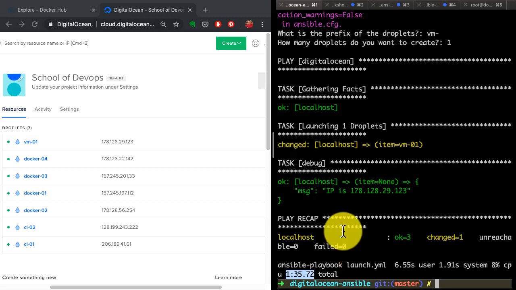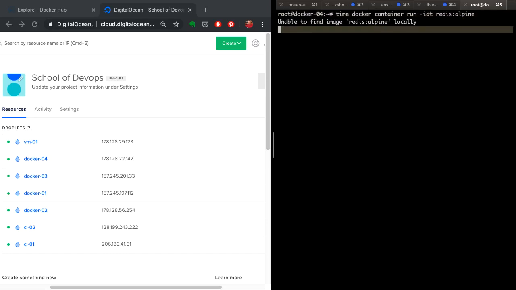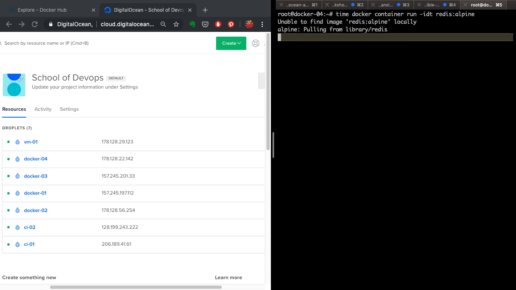And now it's time to launch a container and compare it with the VM's boot time here. So I'm connected to a server where I have installed Docker already. And what I'm going to do here is just launch one container. This is just for demonstration purposes, and I'm not teaching you how to use Docker here. I'm just demonstrating the power of Docker rather.